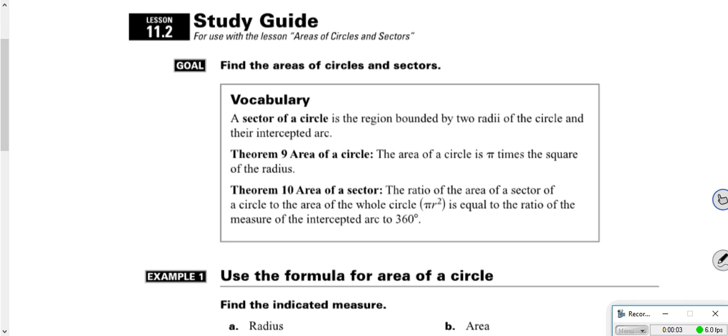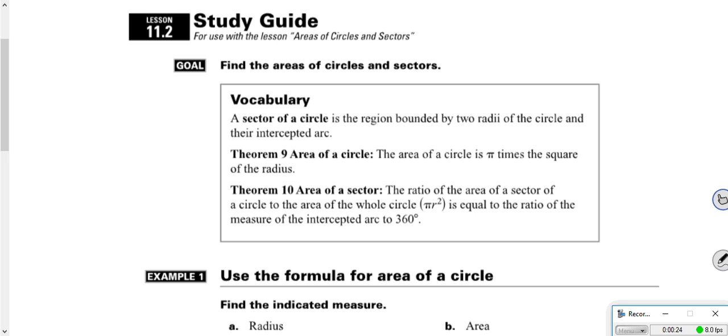Okay, geometry students, this is section 11.2. Now, in the last section, 11.1, we talked about circumference and arc lengths. Now we're going to talk about areas of circles and sector areas. So a sector is just like a piece of a pie.